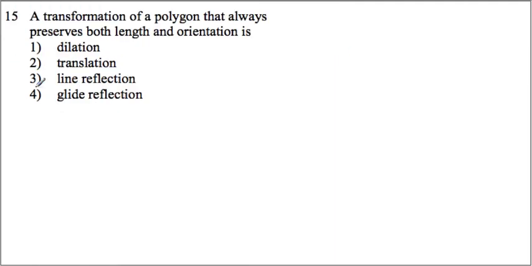Let's look at number 15. A transformation of the polygon that always preserves both length and orientation is length. It will always be observed except dilation, so dilation has to be out. Orientation will always be preserved except when we have line reflection. Then you might be wondering, between glide reflection and translation, which one should be our answer? In fact, glide reflection is a combination of line reflection and translation. So therefore, by definition, glide reflection contains line reflection, hence this one is supposed to be out. The only thing that is possible is choice B.